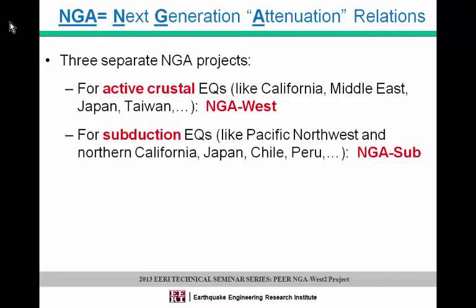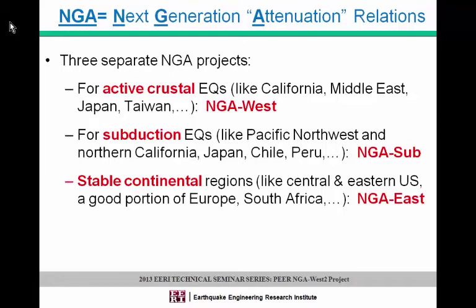Then after the unfortunate disaster in Japan, Tohoku earthquake, we started another very important project, subduction. Now we call it NGA-Sub. We are in early stage of that project. We are collecting thousands of data points from Japan, from Chile, and so on. It's very important, but we just started a couple of years ago. We have a few more years to go. It's important, obviously, for Pacific Northwest and also Northern California, and obviously in Japan, Chile, and so on.